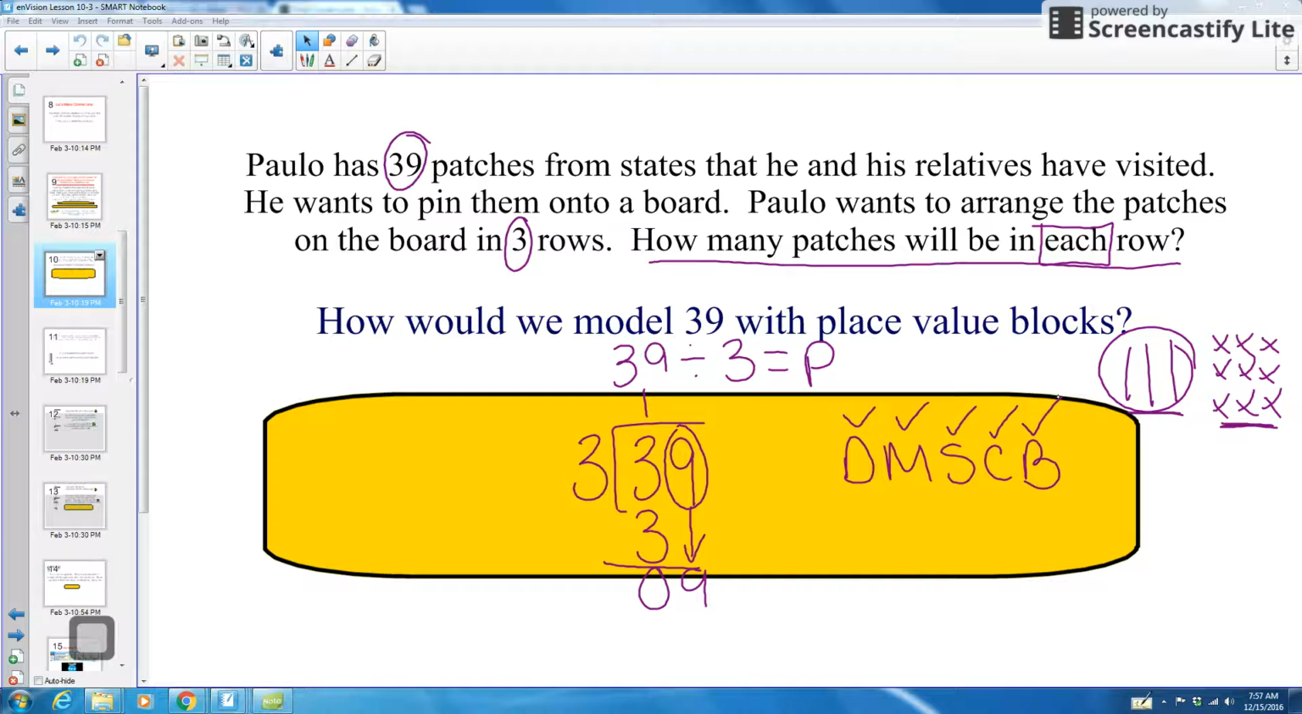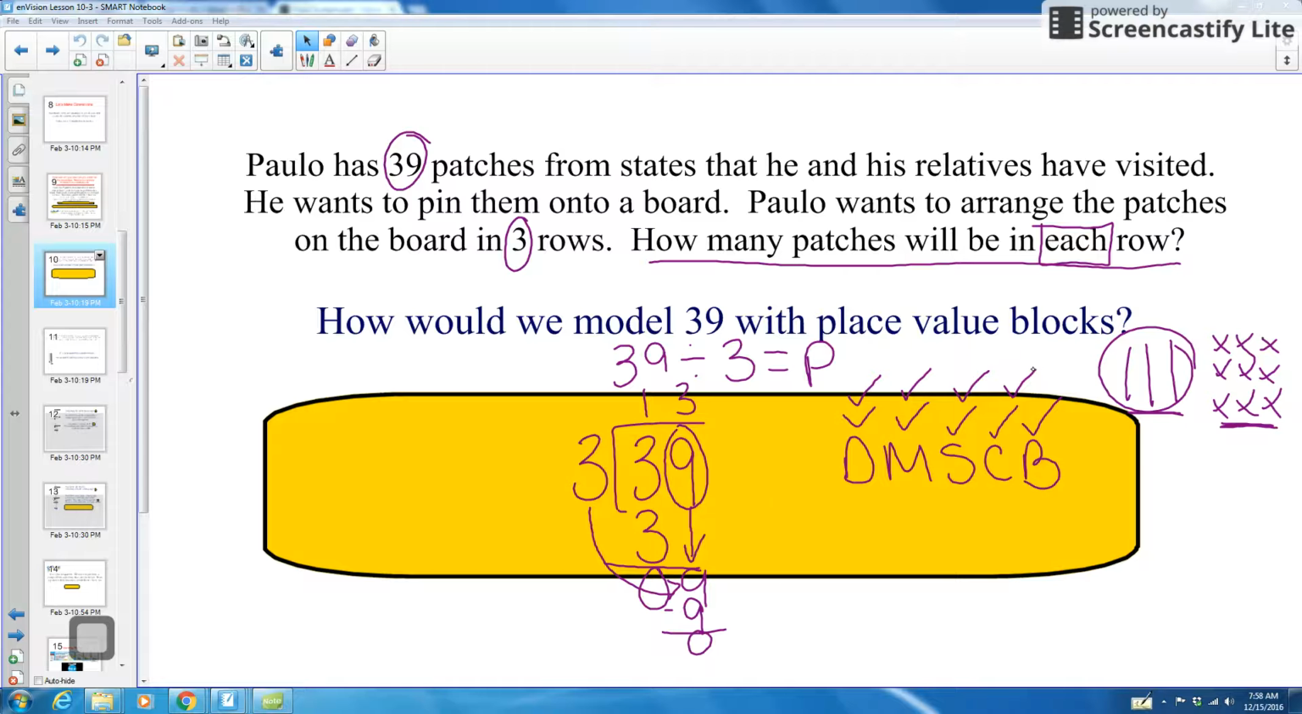Now we start all over again. I think, can 3 go into 9? And I say, yes, it can. 3 times. So there's my divide. 3 times 3 is 9. There's my multiply. I subtract. 9 minus 9 is 0. 0 is less than 3, so there's my check.